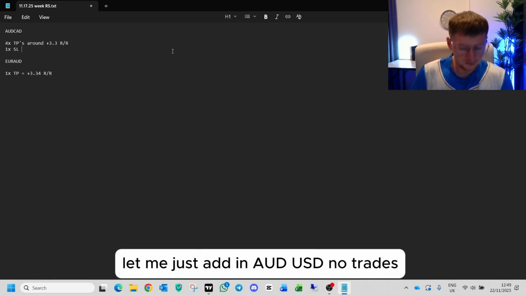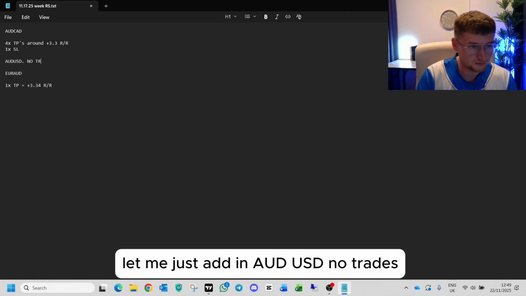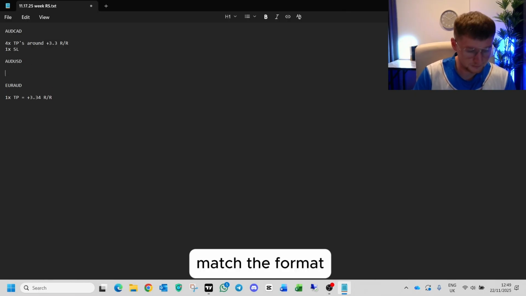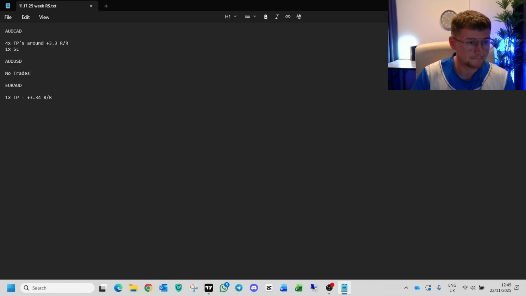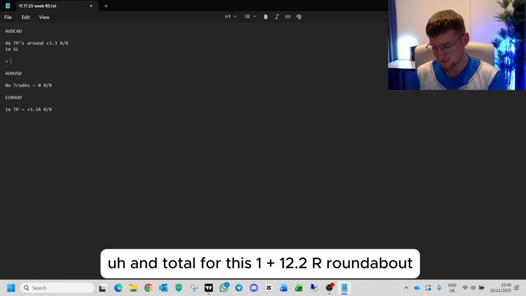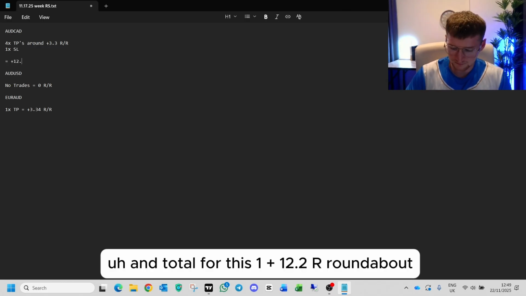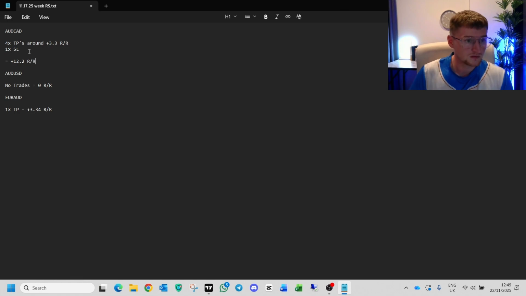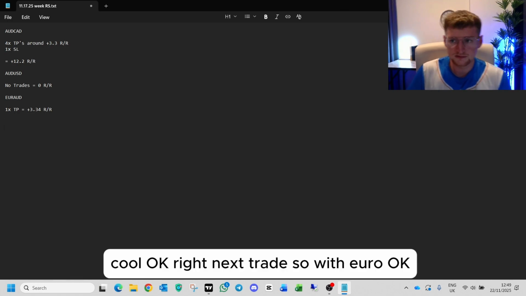Let me just add in AUD, USD, no trades. Match the format. Okay, cool. And total for this one plus 12.2R roundabout. Cool. Okay, right. Next trade.